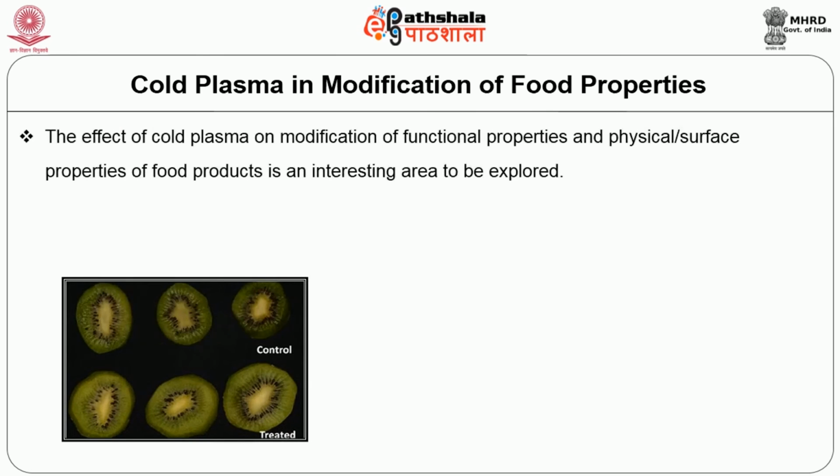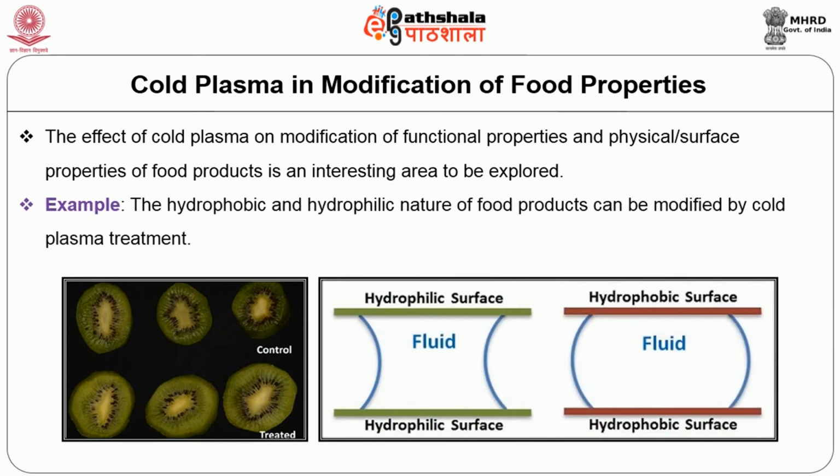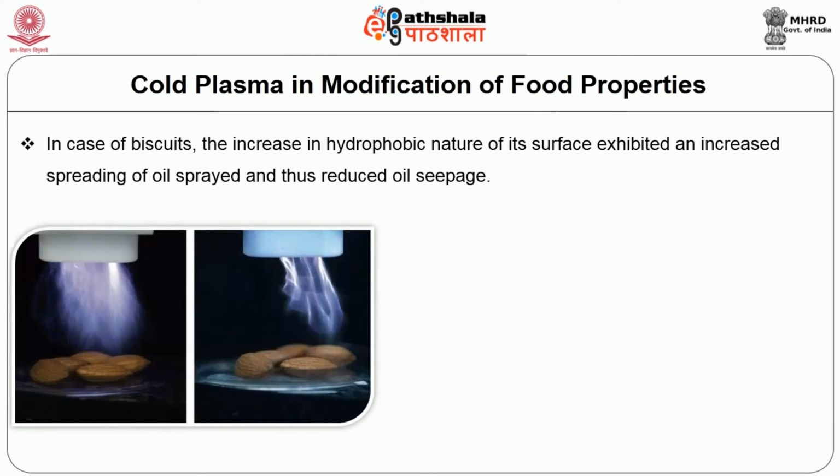Cold plasma also plays a role in the modification of food properties. The effect of cold plasma on modification of functional properties and physical or surface properties of food product is an interesting area to be explored. For example, the hydrophobic and hydrophilic nature of food products can be modified by cold plasma treatment. In case of biscuits, the increase in hydrophobic nature of its surface exhibited an increased spreading of oil sprayed and thus reduced the oil seepage.